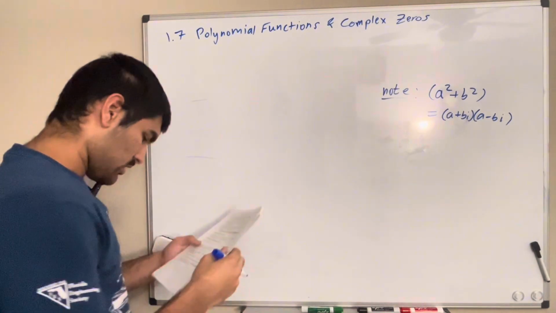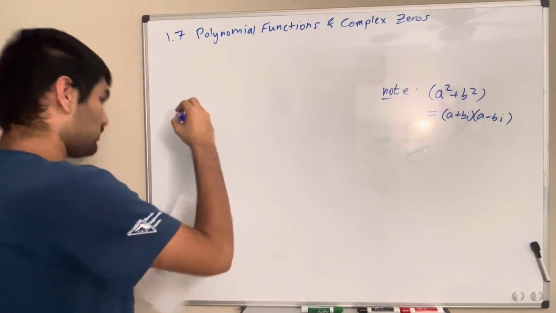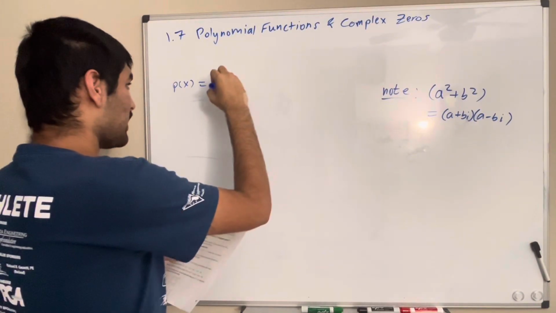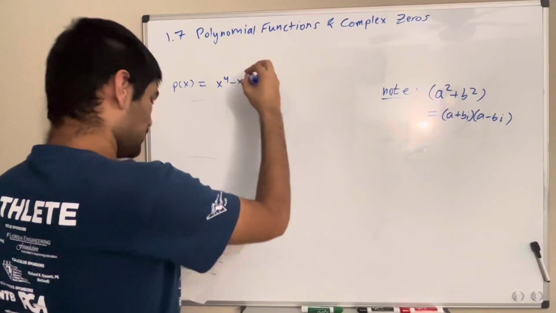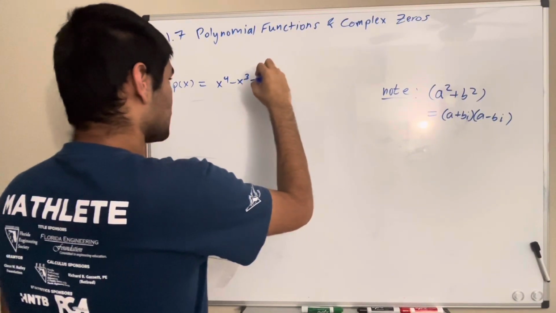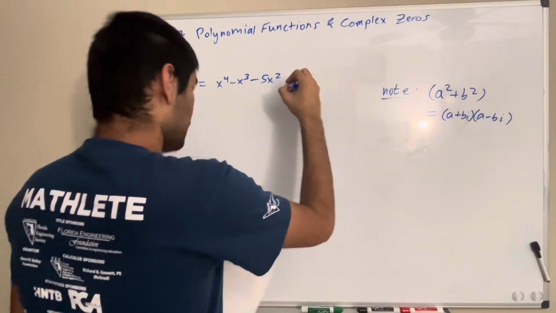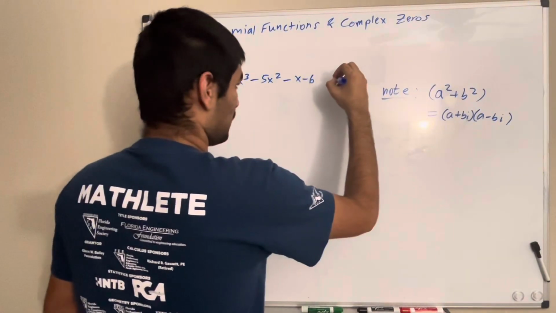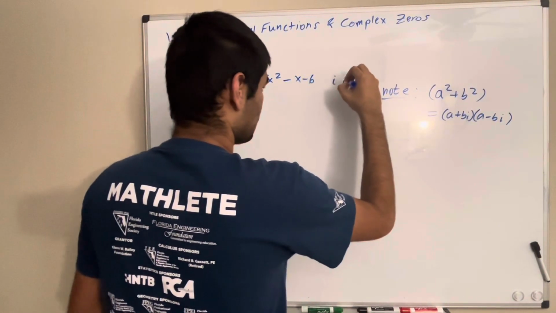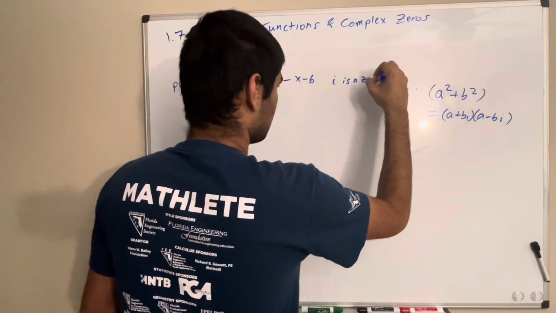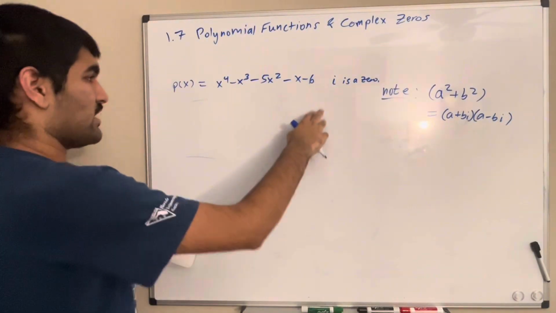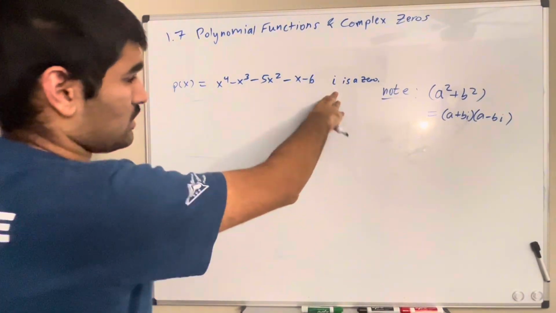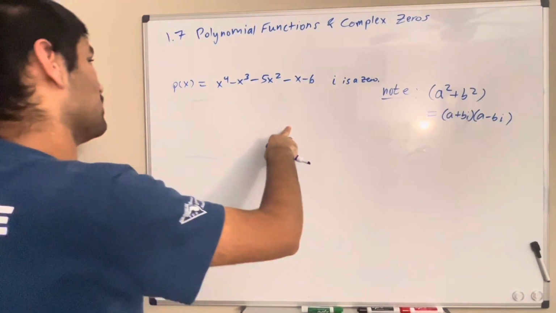So for example, if we have some polynomial function p of x equal to x to the fourth minus x cubed minus 5x squared minus x minus 6, and we're given that i is a zero, right? So we know that if i is a zero, then negative i must also be a zero.